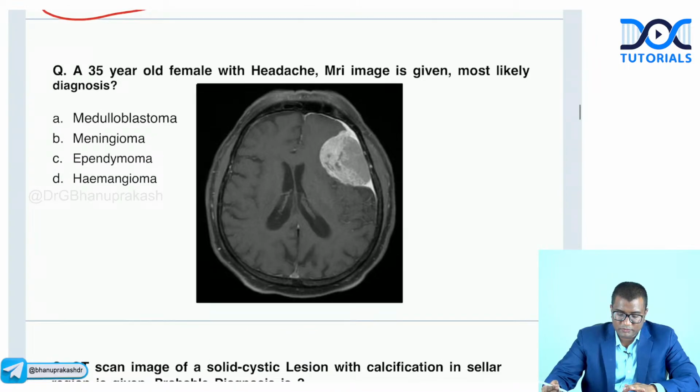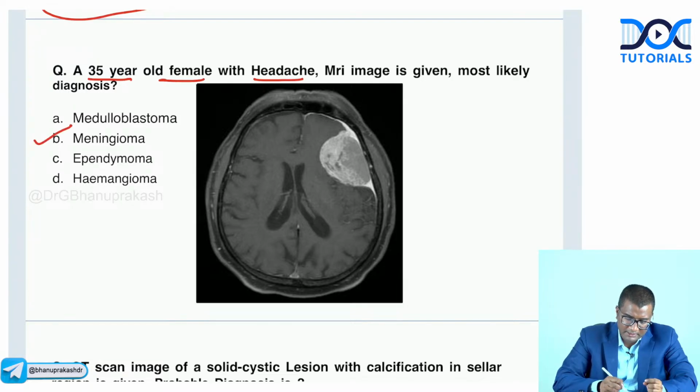Now let's look at this next question. Try to answer this. There is a 35-year-old female with headache and MRI is given. What is the likely diagnosis? So can you help me with the diagnosis? Medulloblastoma, meningioma, ependymoma or hemangioma. What do you think is this? Very good, simple. This is meningioma.